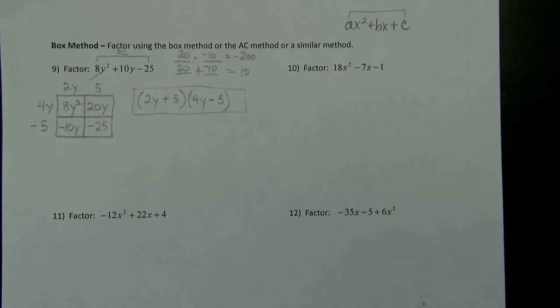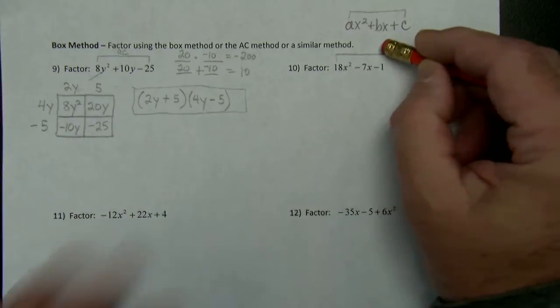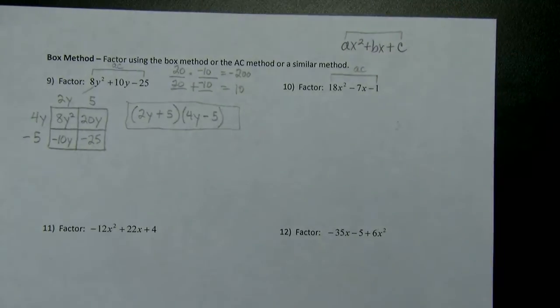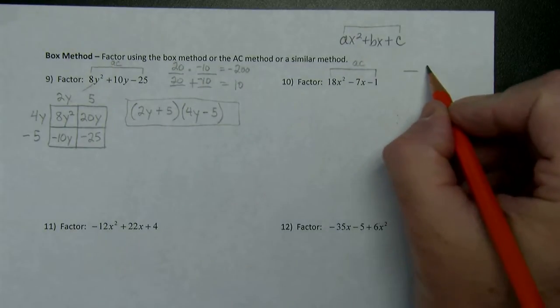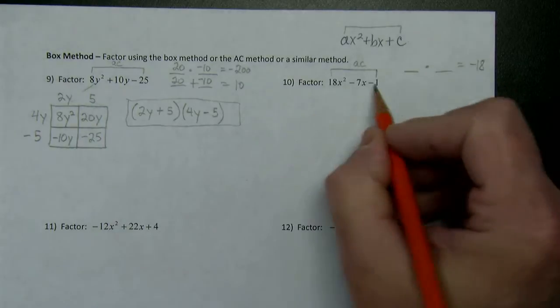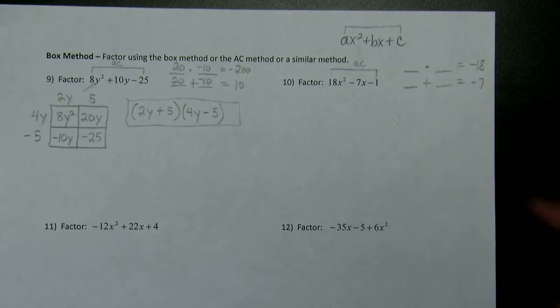Alright, another example of the box method, number 10: 18x squared minus 17x minus 1. Again, we start out by going a times c. So we get blank times blank equals negative 18, because 18 times negative 1 is negative 18. But we want them to add to negative 17.